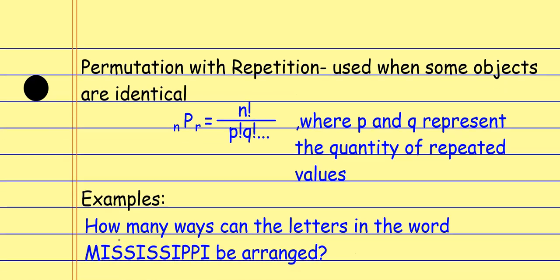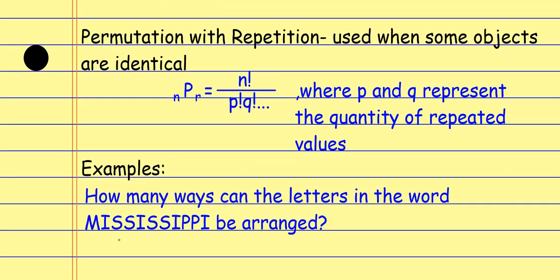For example, if I look at something like this, there is no permutation with repetition button on the calculator. We just kind of have to do this one by hand. It says, how many ways can the letters in the word Mississippi be arranged? Can you see that some of these are identical? If I switched this S and this S, would I get a different result? Would it be anything other than Mississippi? The answer is no. If I switch the 2 S's, I still have the same thing. So did changing the order change the result? The answer is no, it didn't.